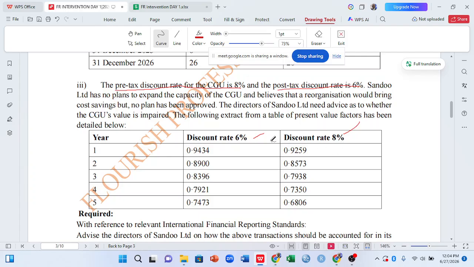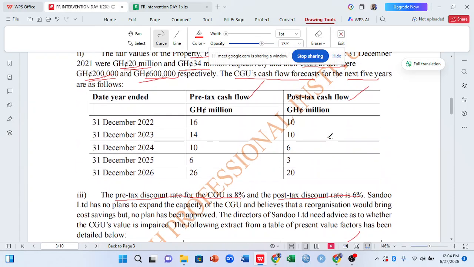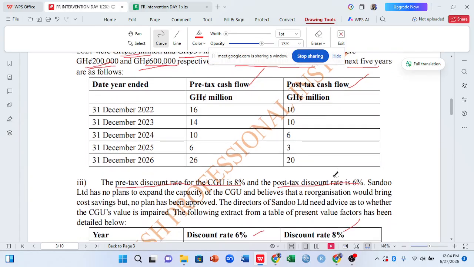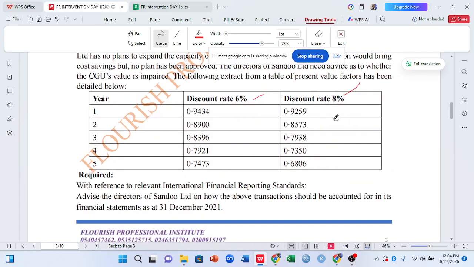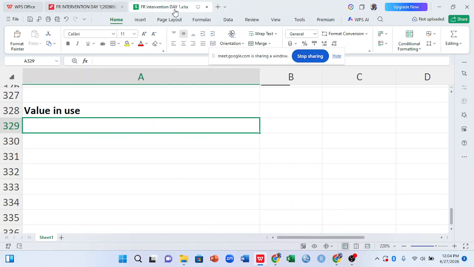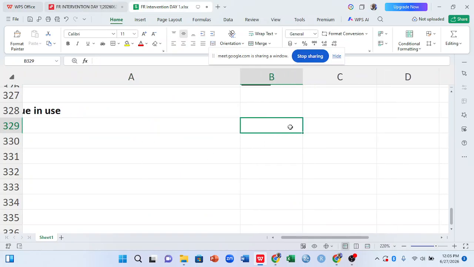Which one do we use over here? Do we use the 6 or 8? The 8. Yes, 8, because that one is a pre-tax discount rate. So we have to use a pre-tax one. Remember that your cash flow, as we said, should always be before tax, and then the discount rate should also be before tax. So we do that in that respect. We calculate for our present value.